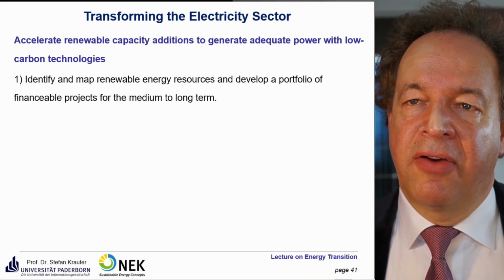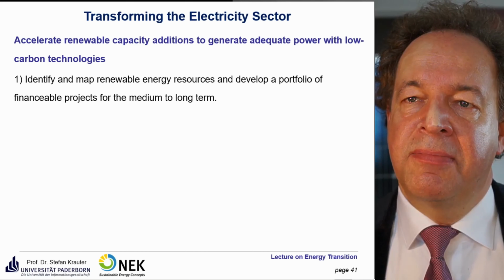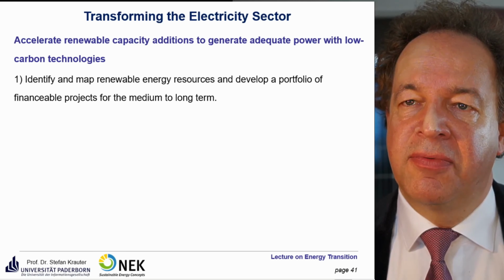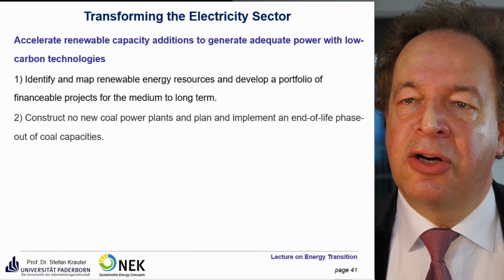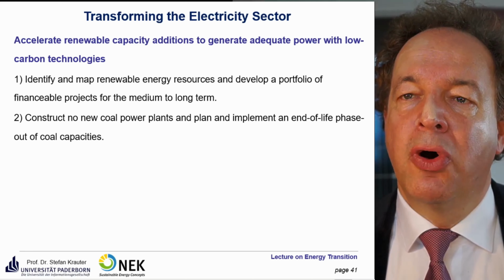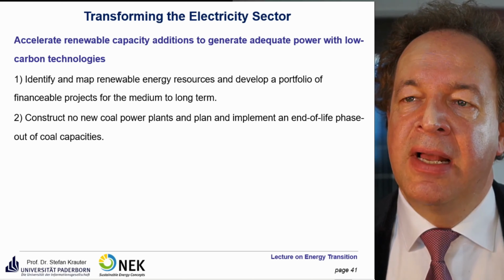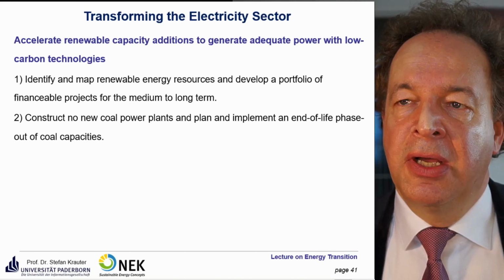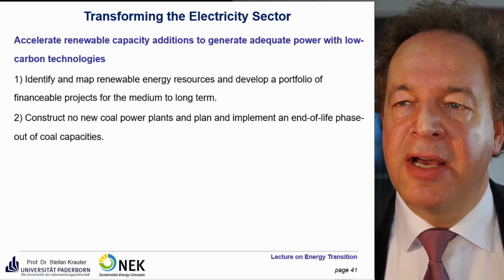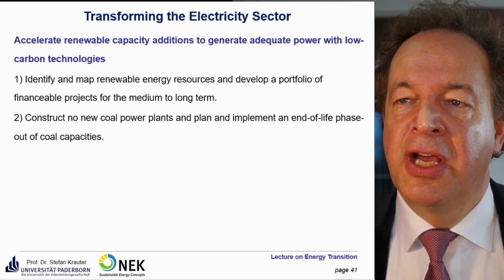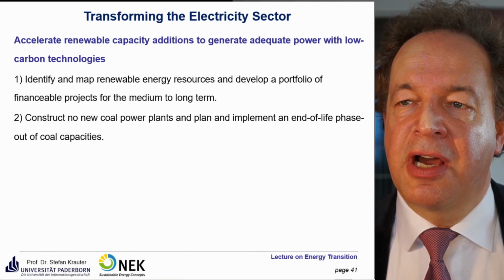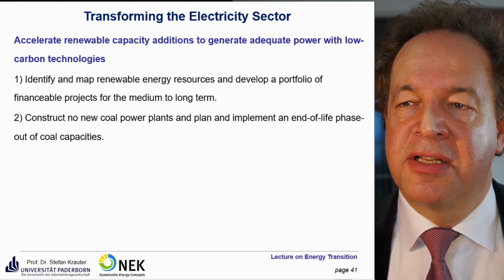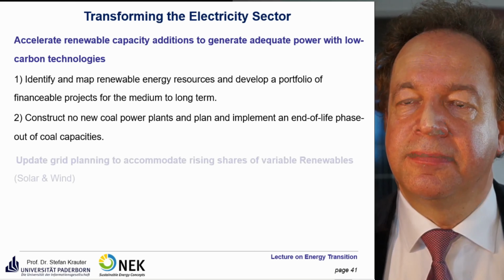And we also have to map the renewable energy resources and develop a portfolio of financeable projects for the medium and long term, construct no new coal power plants and implement an end-of-life phase out for coal capacity. This has already been done. A lot of money has been spent there. In my opinion, this money could have been saved just by a sufficient carbon dioxide tax. The use of coal power plants would have been drastically decreased.